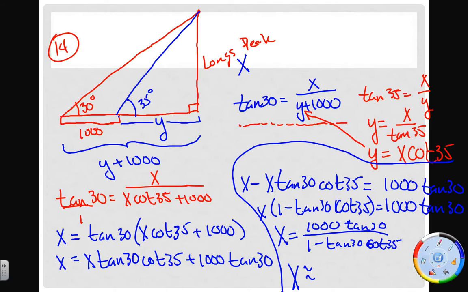I'll retry my calculations. I'll actually make my fraction 1,000 tangent 30 over 1 minus tangent of 30 over tangent of 35.